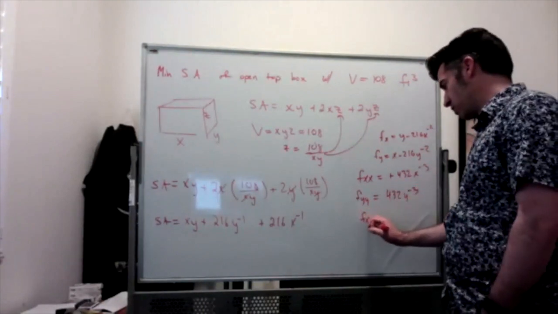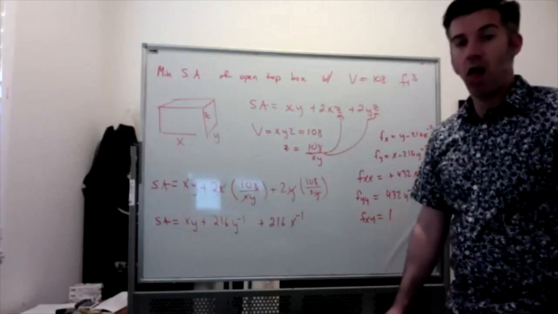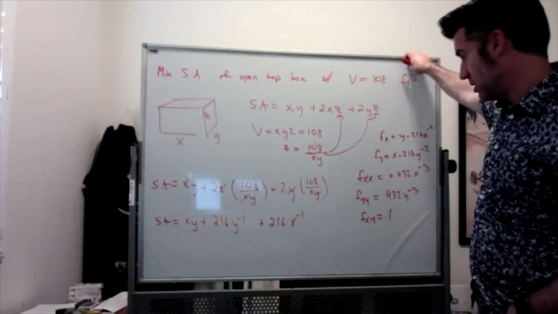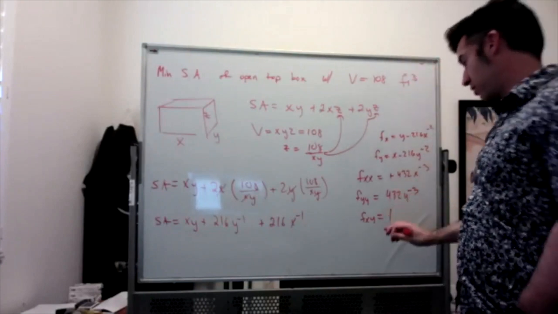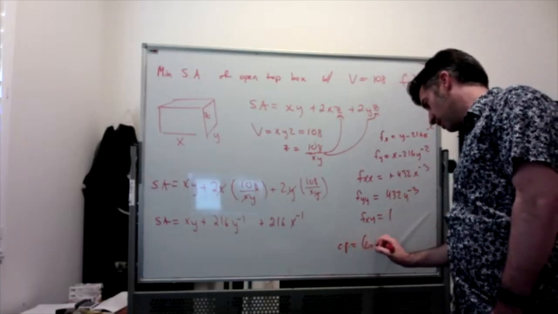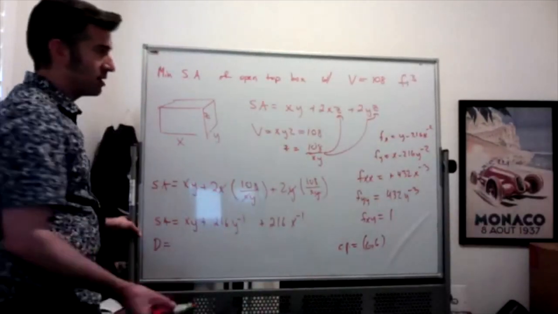And the mixed partial fxy should be 1. All right. So we need to calculate D and then plug in the critical point, which is 6, 6. So then plugging that in, we're going to get D equal to, and let me just plug in.